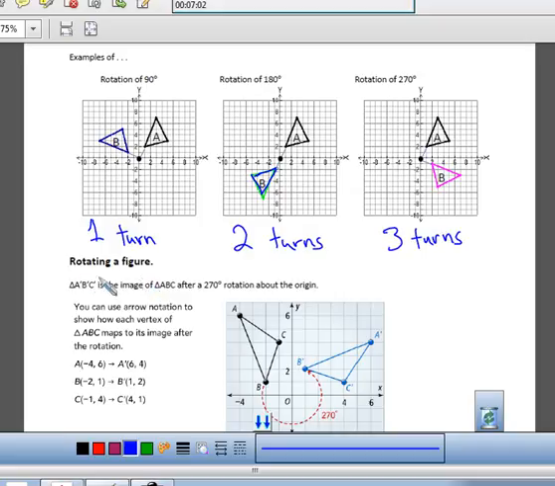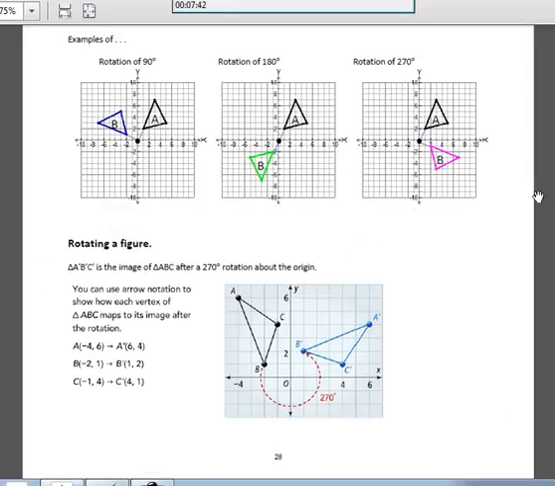Alright, so then we've got this right here, an example, a triangle A prime, B prime, C prime is the image of ABC after a 270 degree rotation about the origin. You can use arrow notation to show each vertex. We've already seen this, so I'm not going to go over it again, but there's an example for you. Same thing, only it's a rotation instead of a reflection or a translation.